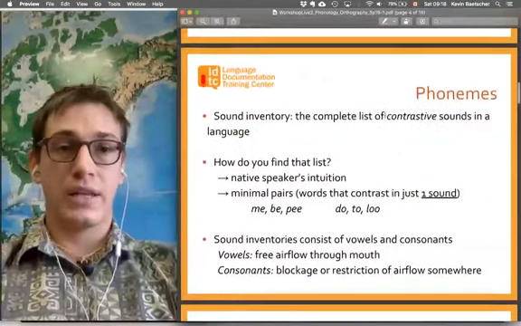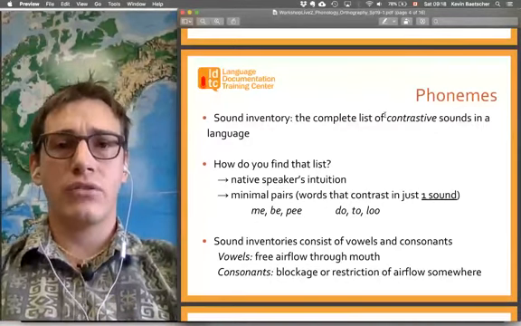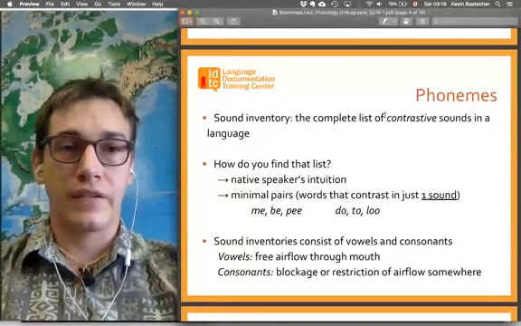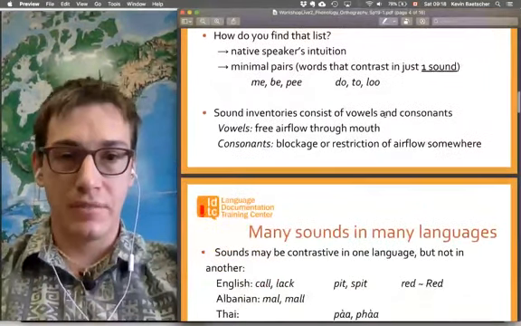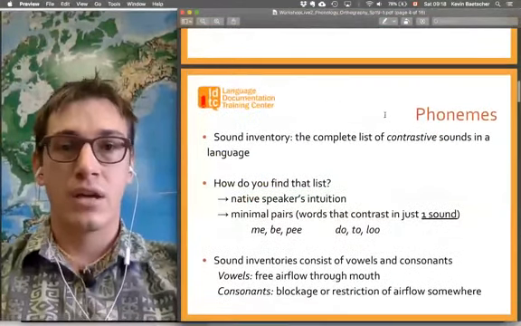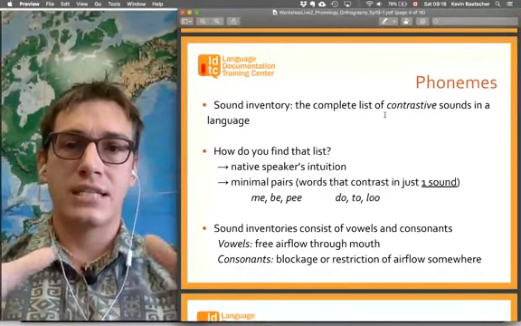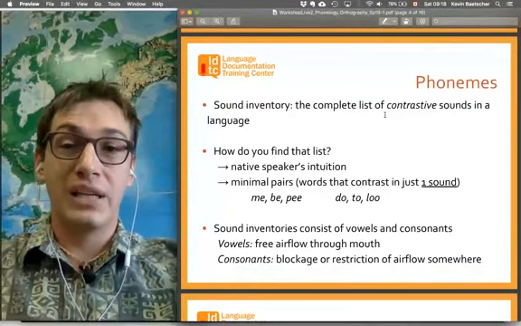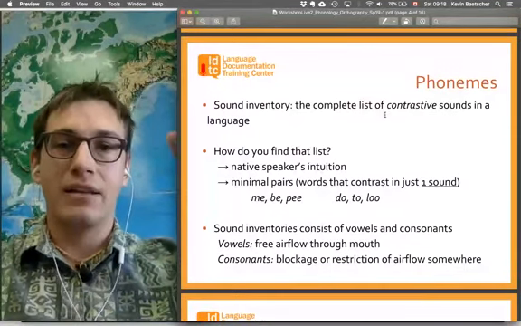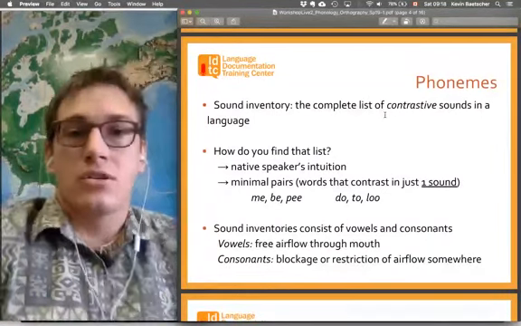Okay, so let me introduce to you the concept of the phoneme. A sound inventory is the complete list of contrastive sounds in a language. So to understand the sound system of a language, we want to know the complete list of sounds that are contrastive in that language, that make a difference in meaning. So how can we figure that out?